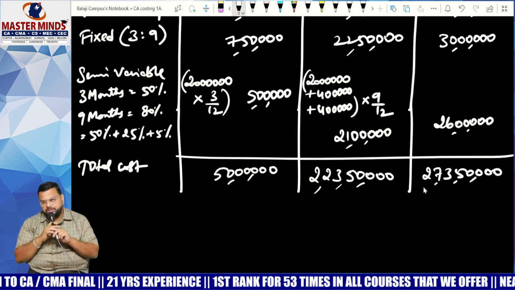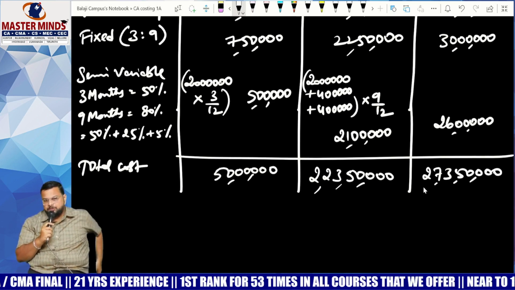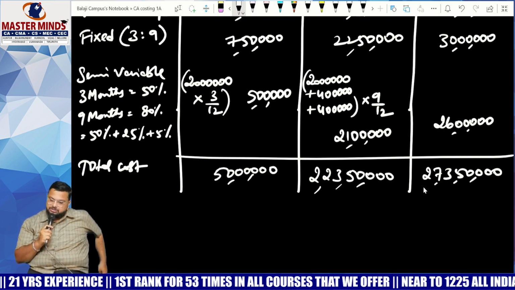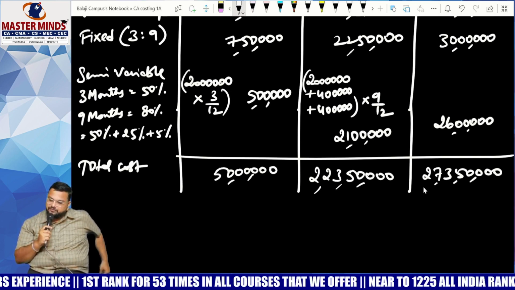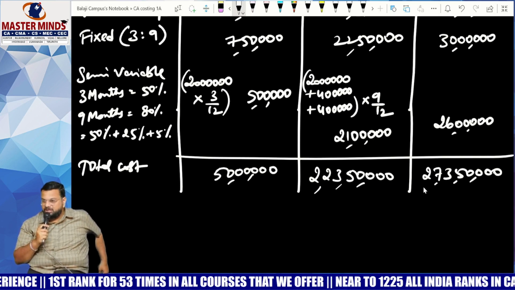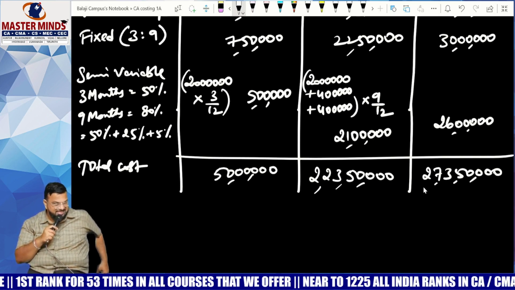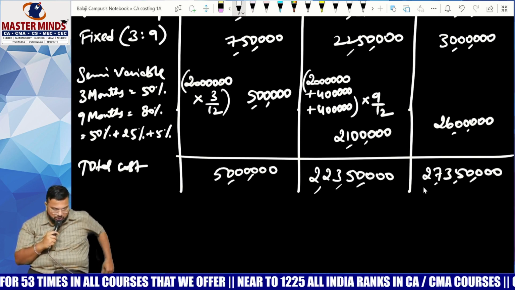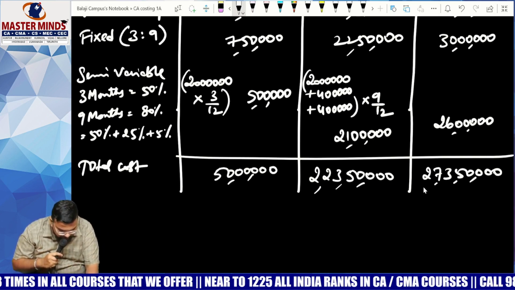From there on, you can do it easily, because profit is already given in the question. How much? 20 lakhs is the profit. So 2 crore 93 lakhs 50,000 will be your sales value. Divide by number of units, 87,000. Then you will get selling price per unit. What will be your selling price per unit?